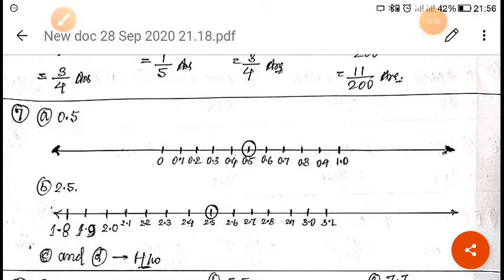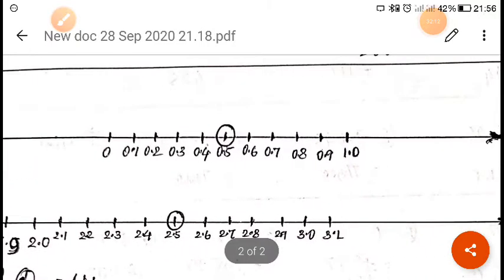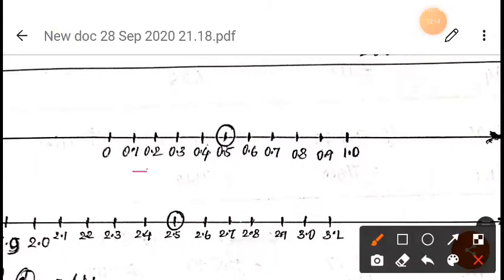Or we can say it is the same point on the number line where 1 by 2 will be written. So as you can see, I have done here 0, 0.1, 0.2, 0.3, 0.4, 0.5, 0.6, 0.7, 0.8, 0.9 and 1, right? So this will be 0.5.